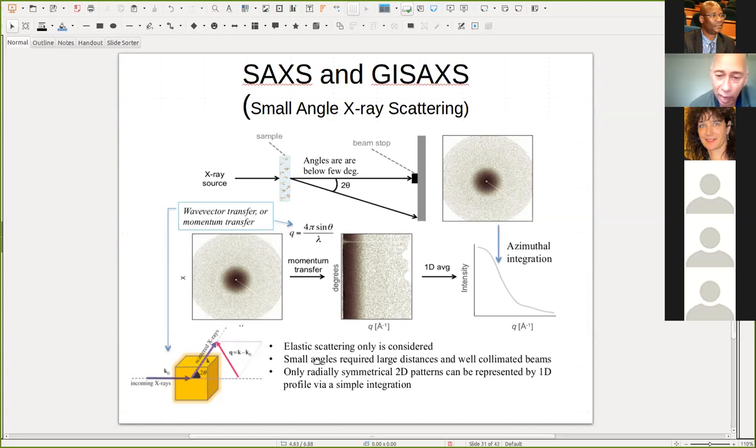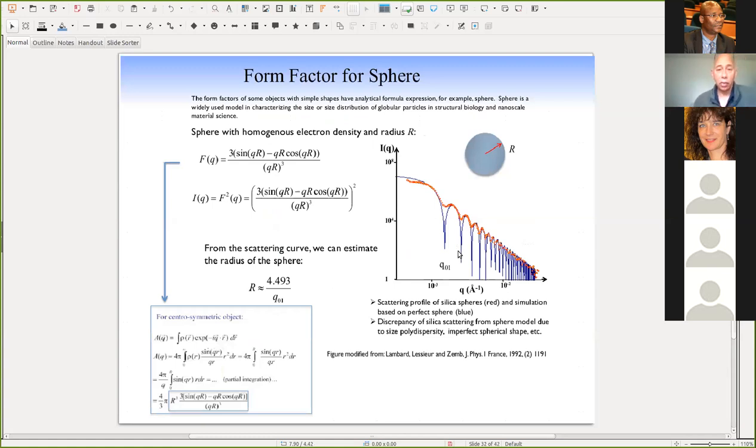Elastic scattering, small angles. Okay, so I covered all that. And so here's an example. Supposing you had a suspension, and inside maybe quantum dots of a certain size. You kind of hope they're all the same size. So you stick it into the beam and you get, I guess, the red dots. And then you do the Fourier transform of a hard sphere, and that's what you get.